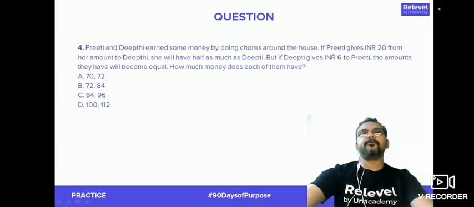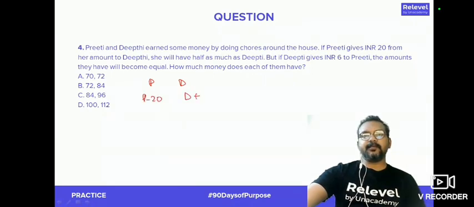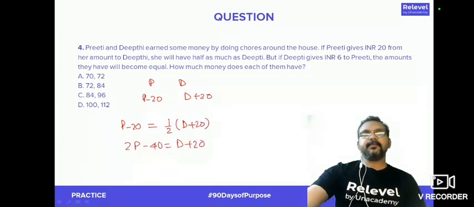Number 4. P and D earned some money by doing some work. If P gives 20 rupees from her to D, she will have half as much. So P and D, let's say, got P and D rupees respectively. She gave away 20 from her amount to D. So that means she will have minus 20, D will have plus 20. And then it's saying that P minus 20 will be half of D plus 20. So you get 2P minus 40 equal to D plus 20. So 2P is equal to D plus 60. That's number 1.